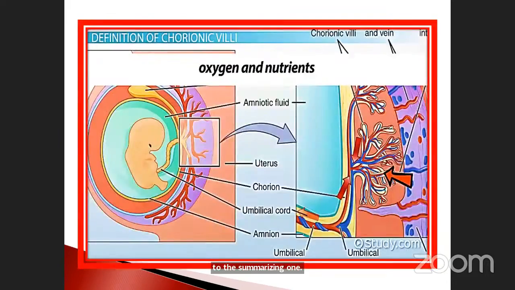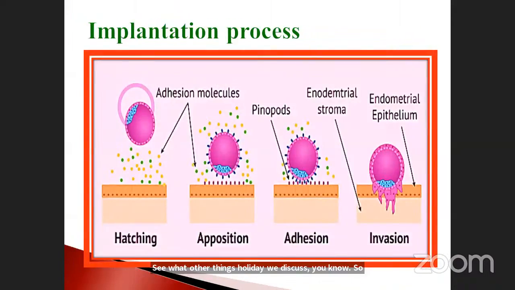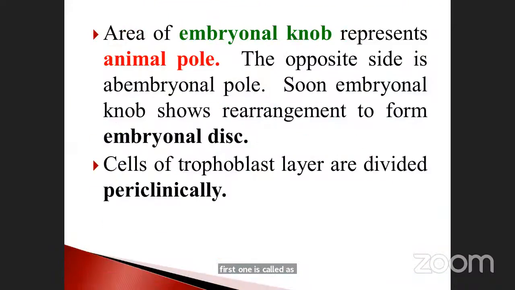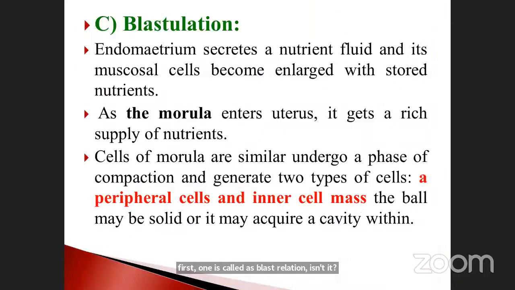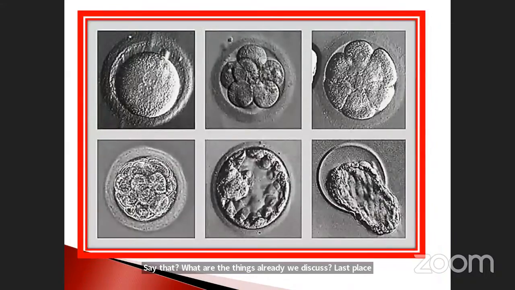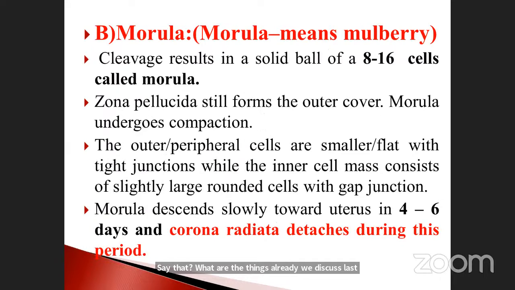So the first one is called blastulation, isn't it? See what are the things we already discussed? Blastulation, before that gastrulation, isn't it? Morula formation. So morula we already discussed. 8 to 16 cells is called morula, we already discussed. How many days will it take to form? 4 to 6 days. The corona radiata is detached during this period.